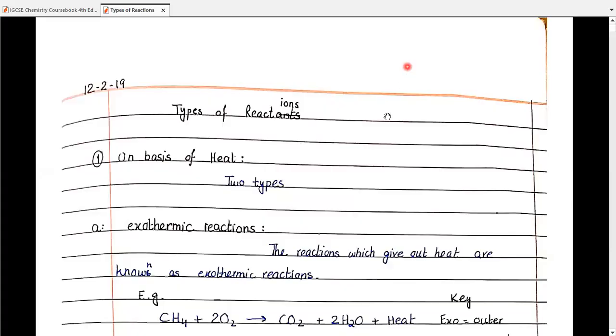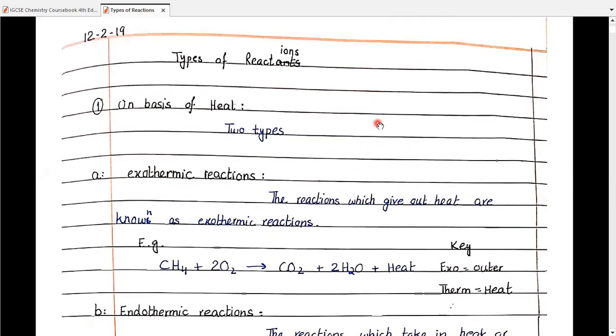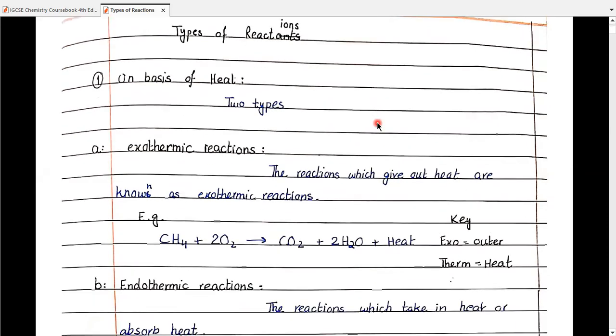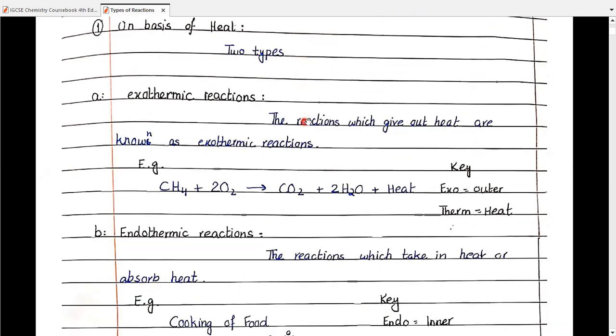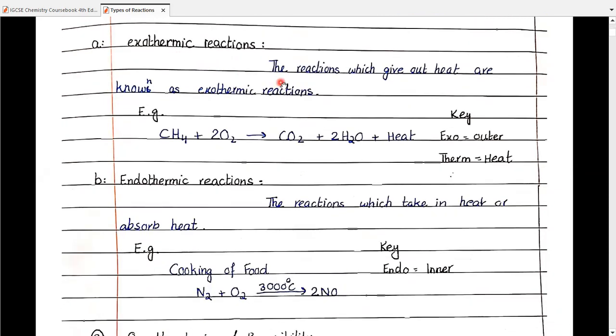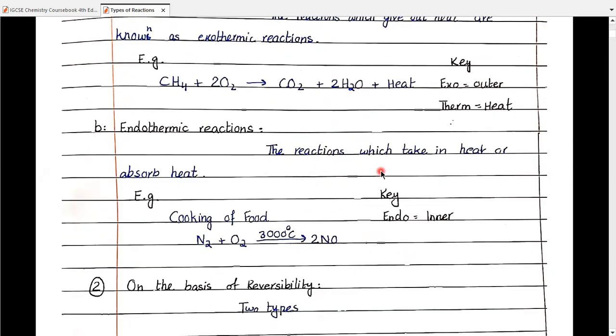All right, types of reactions. Okay, so moving on, in case of types of reactions, number one, on the basis of heat, there are really two types: the reactions that give out heat, exothermic reactions, and the reactions that absorb and take in heat, endothermic reactions.